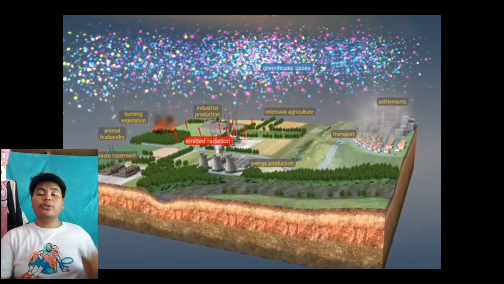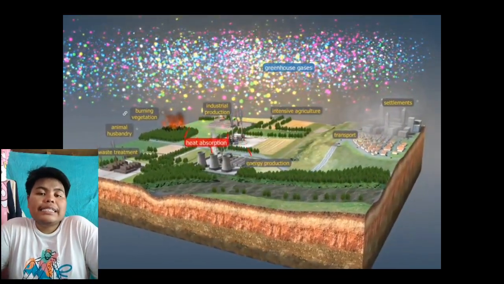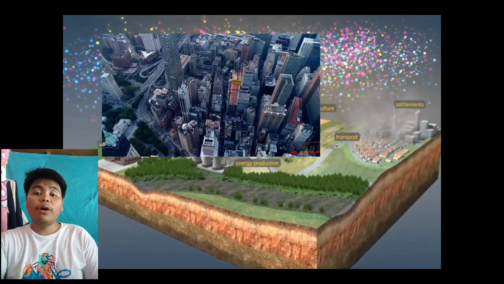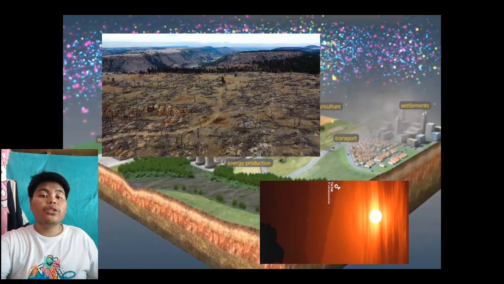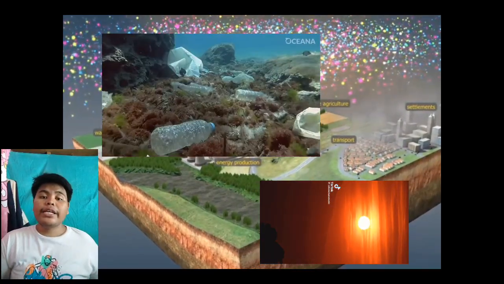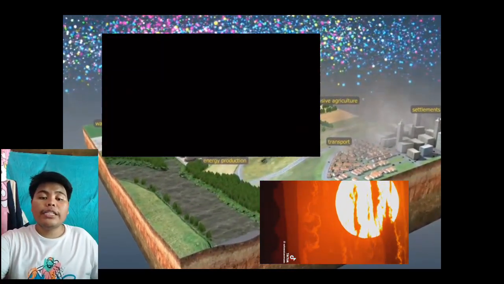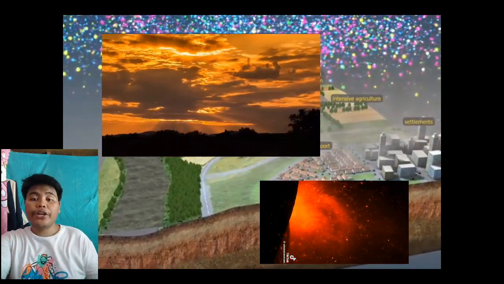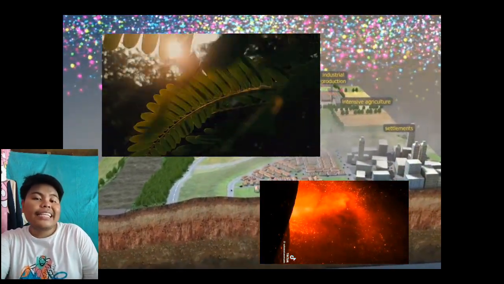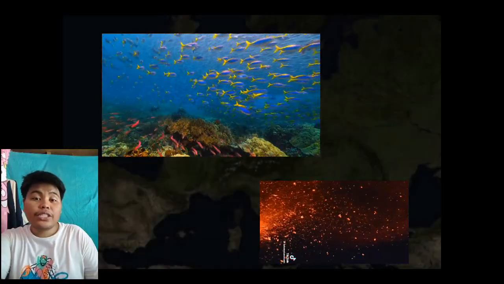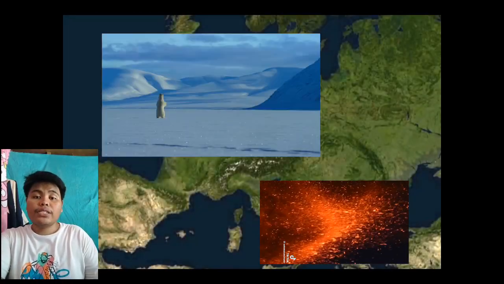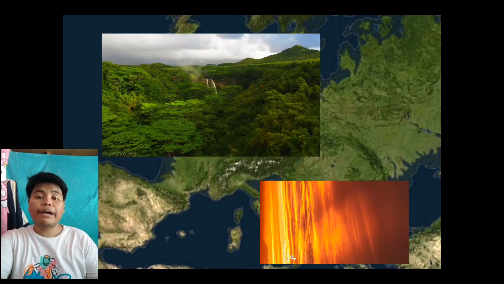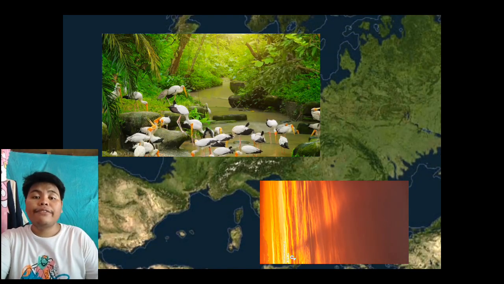Let us now proceed to the effects of greenhouse gases. First is global warming, the rising global average temperature. Second one is rising sea levels, from thermal expansion of water and melting. Third one is extreme weather, which causes more frequent and intense heat waves, droughts, floods, and storms. Fourth one is ocean acidification, the increase of CO2 absorption by the ocean, harming marine life.